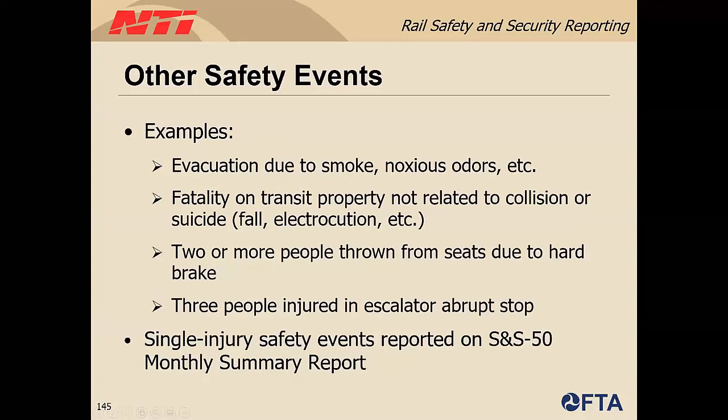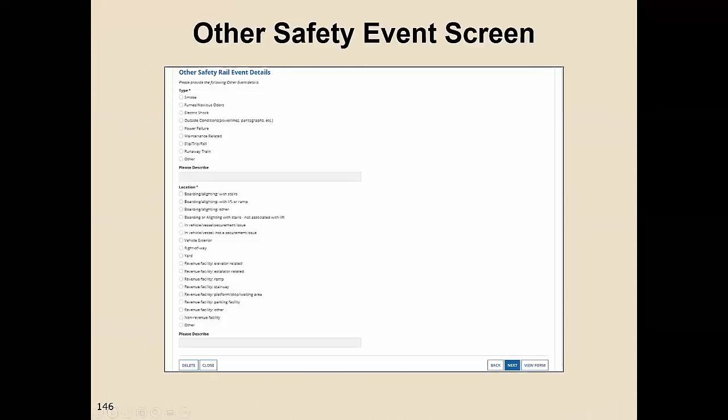Here are some examples. An evacuation of transit property due to smoke, fumes, or noxious odors. Any fatality on transit property that is not considered a collision or suicide. 2 people thrown from their seats due to a hard brake. 3 people injured when an escalator comes to an abrupt stop. Other safety events resulting in only a single injury are reported on the S&S-20 monthly summary form. Here's a screenshot of the other safety event screen.